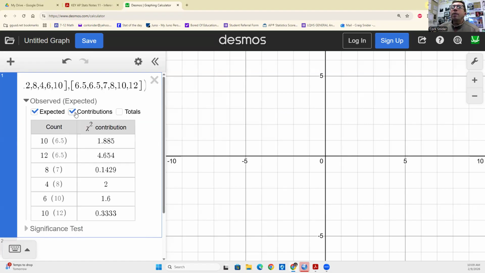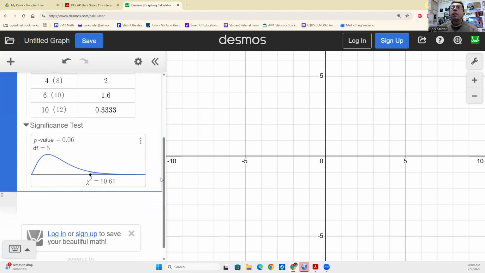We got it all there. Contributions. The biggest contributor is this second category right here. That was a very large contributor to the chi-square sum. The smallest contributor is this one right here, the blue one. Let's run the test. By the way, there is no confidence interval for this. So the p-value is 0.06. It's significant at the 0.1 level, not at 0.05. So if it's 0.05 or 0.01, failed to reject HO. This data does not prove that the distribution is not as advertised.